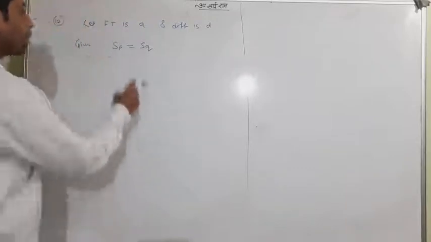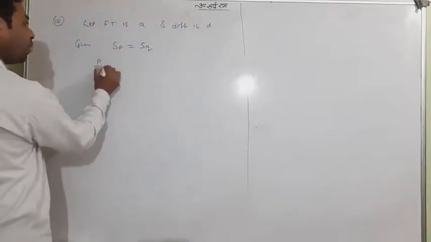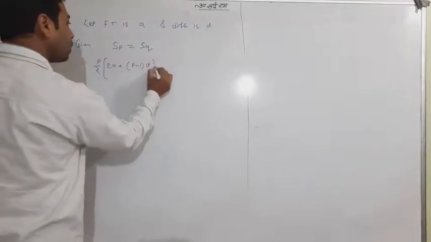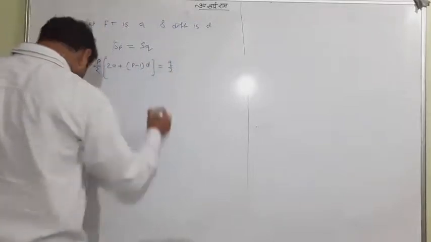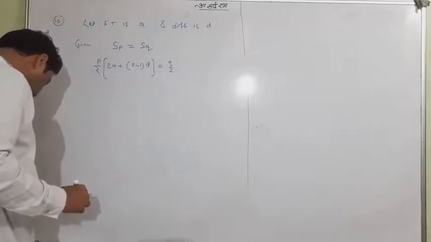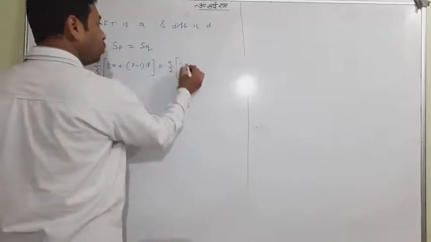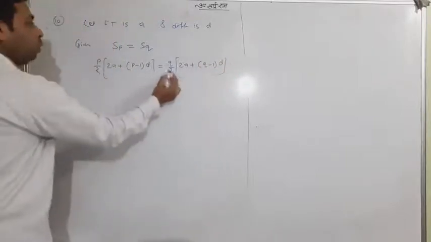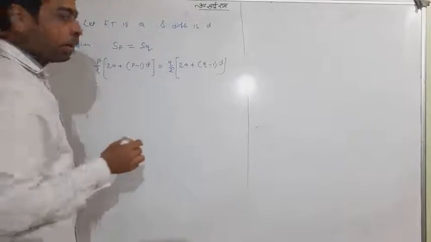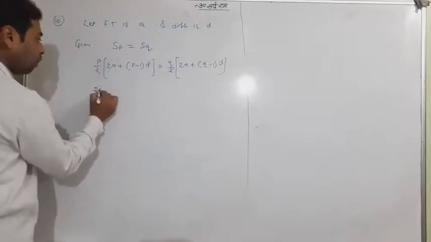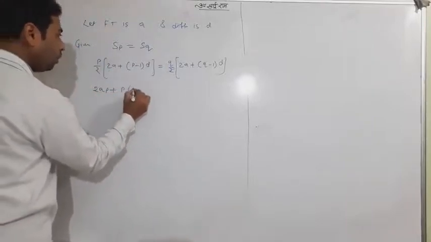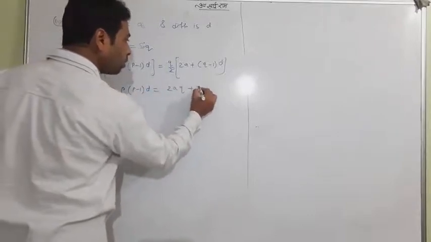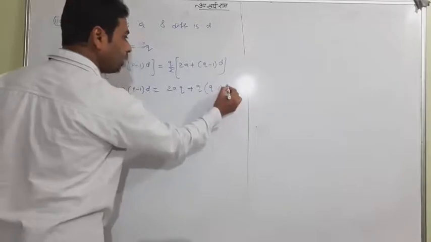Okay, we try. Sum of first P terms is given by P by 2 into (2A plus (P minus 1) into D). Sum of Q terms is Q by 2 into (2A plus (Q minus 1) into D). Now let's look, the 2 and 2 will cancel. Now I'll multiply P here: P(2A) plus P(P minus 1)D equals Q(2A) plus Q(Q minus 1)D.